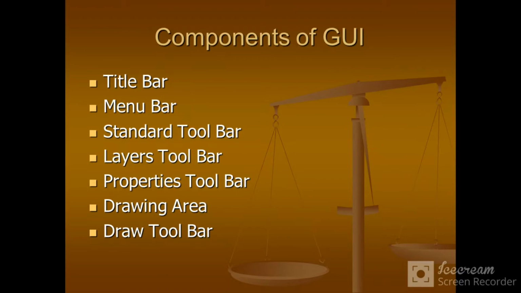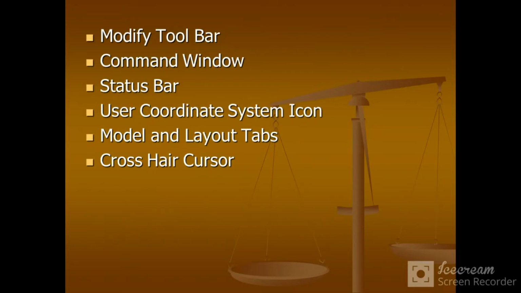So components of GUI: title bar, menu bar, standard toolbar, layers toolbar, properties toolbar, drawing area, and draw toolbar. So modify toolbar, command window, status bar, user coordinate system icon, model and layout tabs, and crosshair cursor.